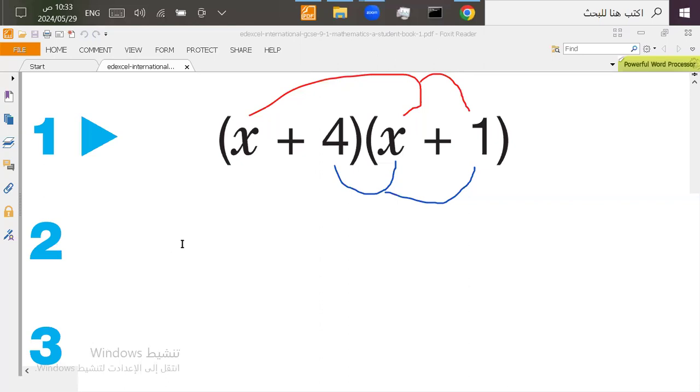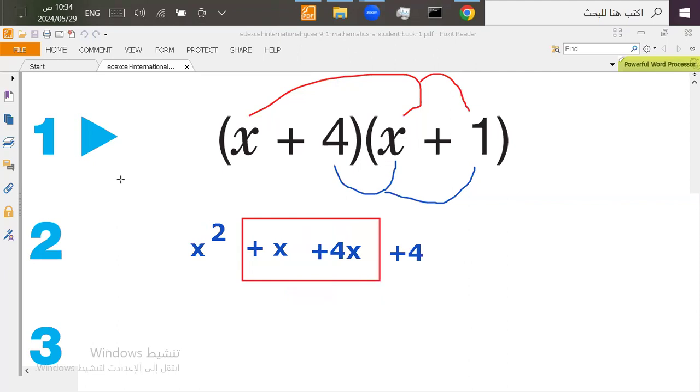So x times x is going to be x power of 2, or x squared. And then x times 1 is going to be positive x, or positive 1x. And then we take the 4 multiplied by the x is going to be positive 4x. And then the 4 multiplied by the 1 is going to be positive 4. So focus on multiplying. When you have two brackets like this, you'll end up having 4 elements, and then you look at the elements. If they have the same variables like this and this, you have to simplify them.